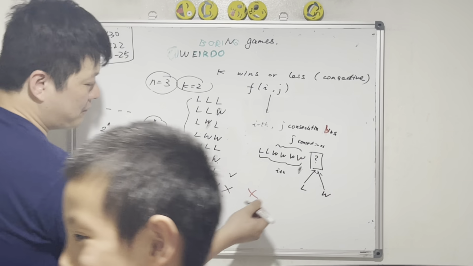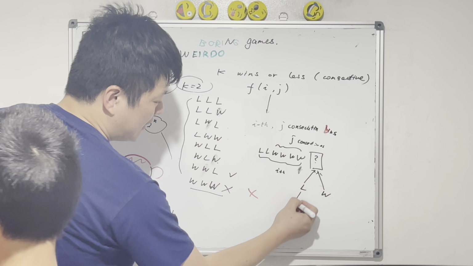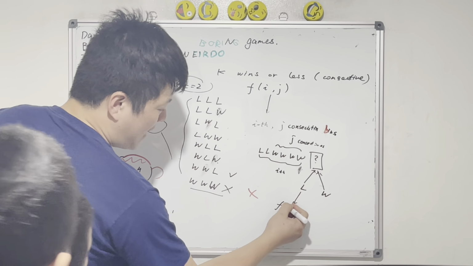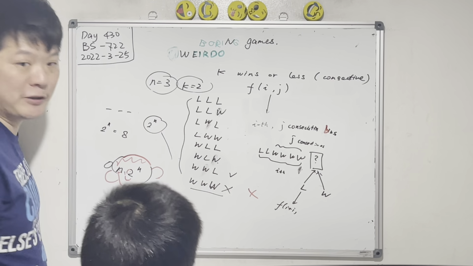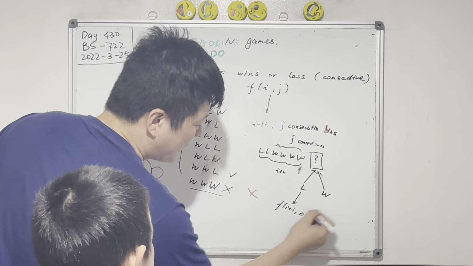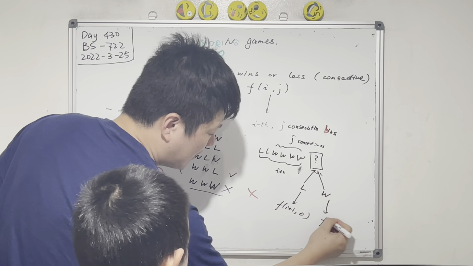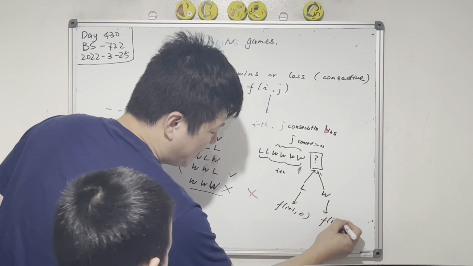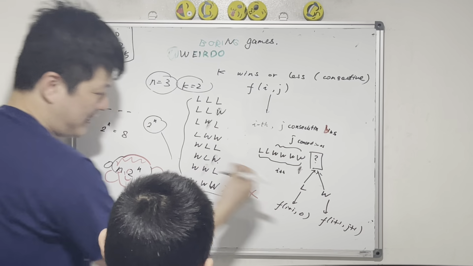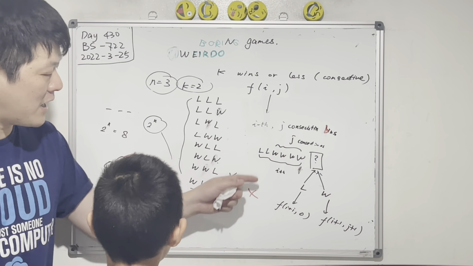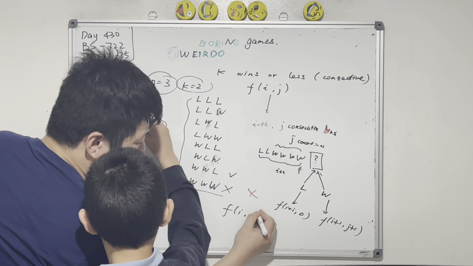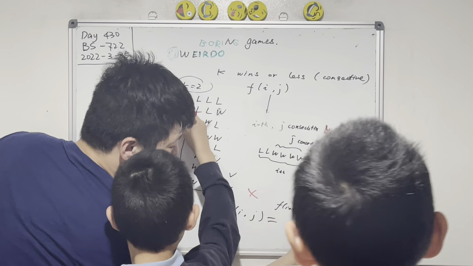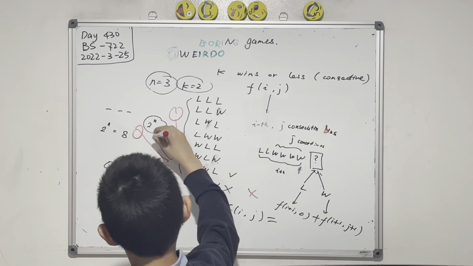So if I lose, I'm playing the i+1 game, but what happens to the consecutive wins? 0. Okay, but if I win, it's j plus 1. So f(i, j) will be equal to these two added together. Exactly.